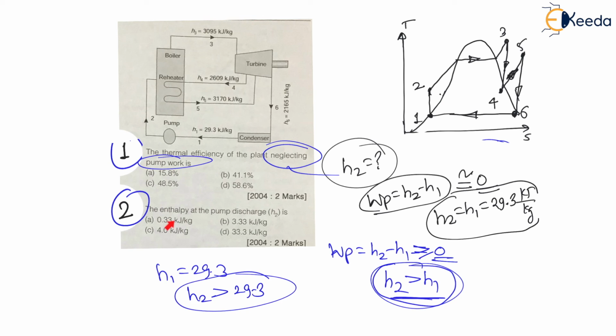So look at the options. Option A is wrong, it is less than 29.3. Option B is also less than, option C is also less than, only option D is more than 29.3. Therefore, for the second question, option D is the correct choice.